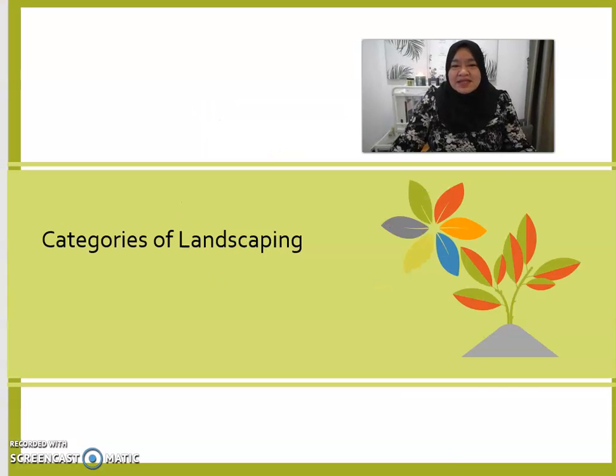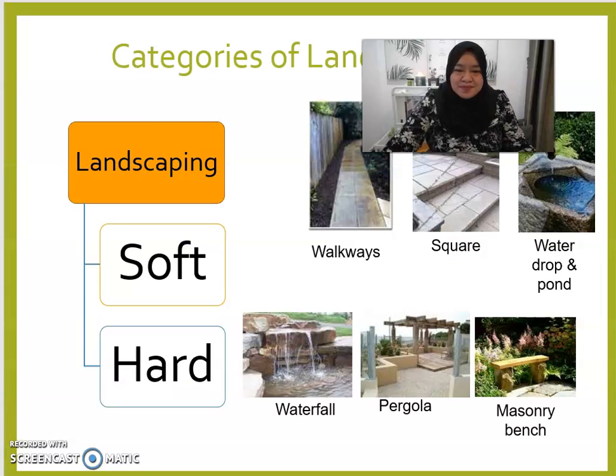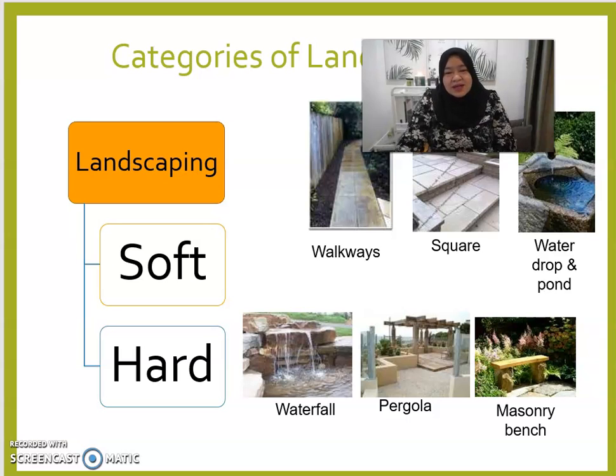So categories of landscaping: they are soft and hard landscaping, but for the purpose of the lecture and also the drawing provided to you, we'll be focusing on the soft landscape. Hard landscape is basically walkways, square, water drops, waterfall, pergola, manzari, bench, and so on. This falls under the category of hard landscape. But for the purpose of the lecture, we'll be looking at the soft landscape only.